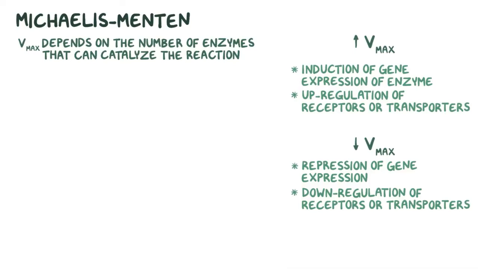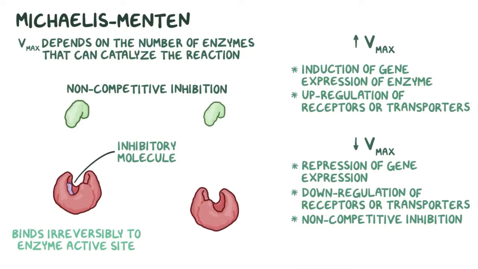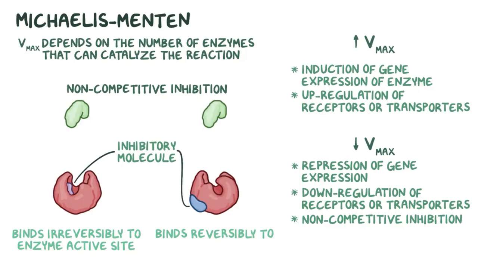Finally, a drug might block enzymes, transporters, or receptors non-competitively and cause a decrease in Vmax. With non-competitive inhibition, the inhibitory molecule binds irreversibly to the enzyme active site, or reversibly to a different place called the allosteric site. The net effect is that substrates can no longer bind to the active site, and it's as if the number of available enzymes has decreased. So the effects of non-competitive inhibition are similar to what happens when there's less enzyme around, which decreases Vmax.